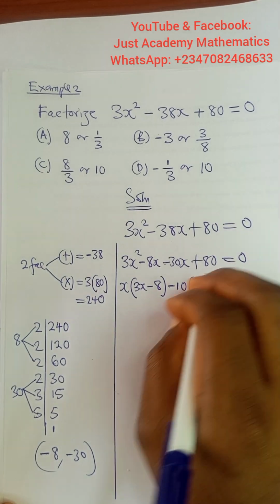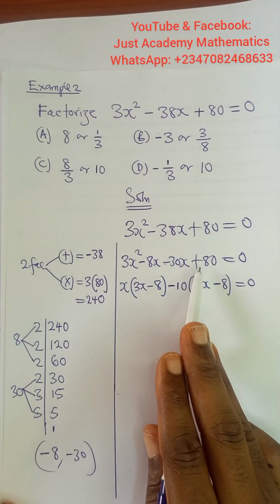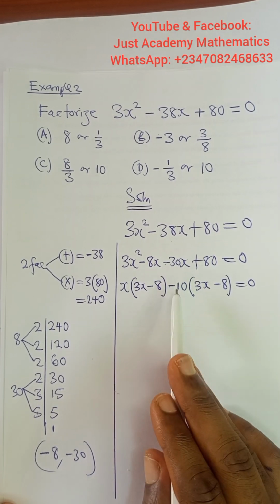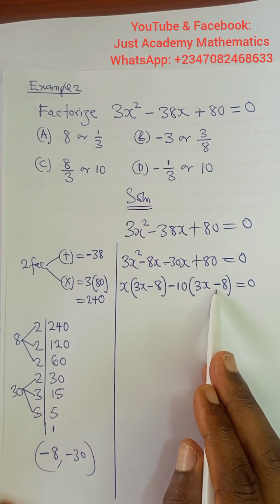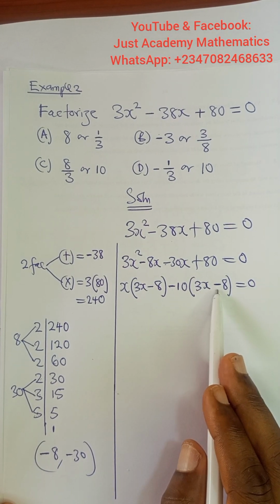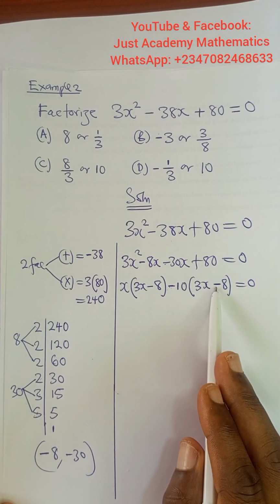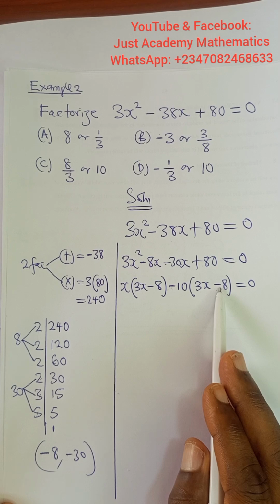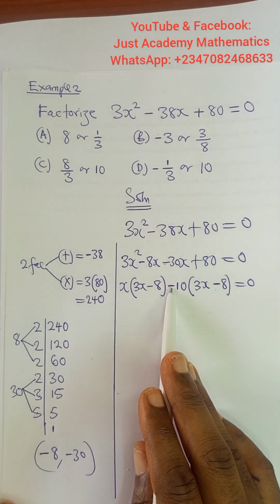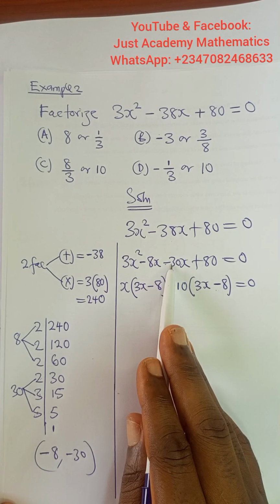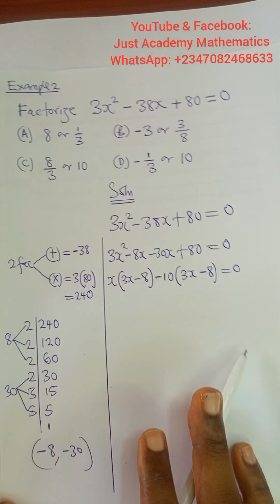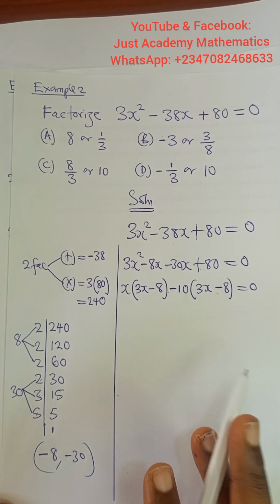I will show you why now. Why does here have to be minus and not plus? Because minus 10 times 3x is minus 30x. Minus 10 times minus 8 will give you plus 80. So here will not be plus because minus is out. If here is plus, that means minus 10 times plus 8 will give you minus 80. But here is plus 80. So the way it is now, this is this, correct? And minus 10 times minus 8 is plus 80, correct? The two brackets, like I said, will always be what? The same.